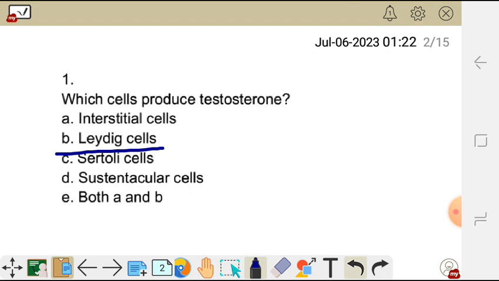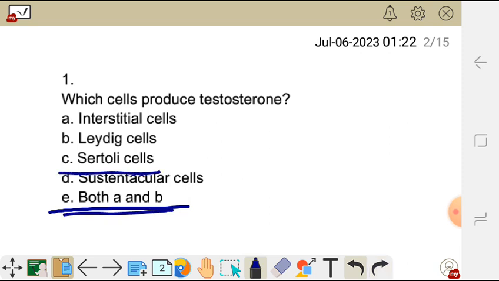These Leydig cells are also called interstitial cells. So interstitial cells and Leydig cells are the ones which produce testosterone. So the correct answer here is A and B. Remember, interstitial cells are the same cells; the other name is Leydig cells.